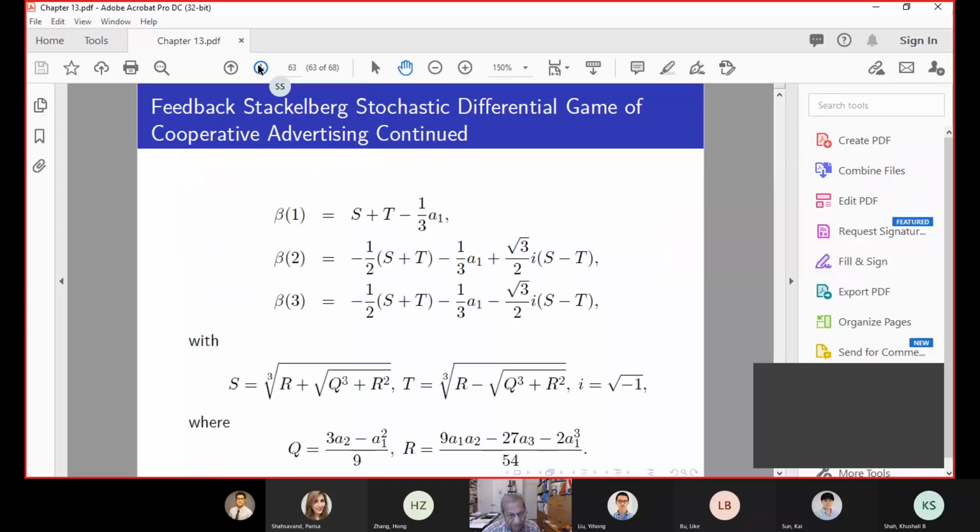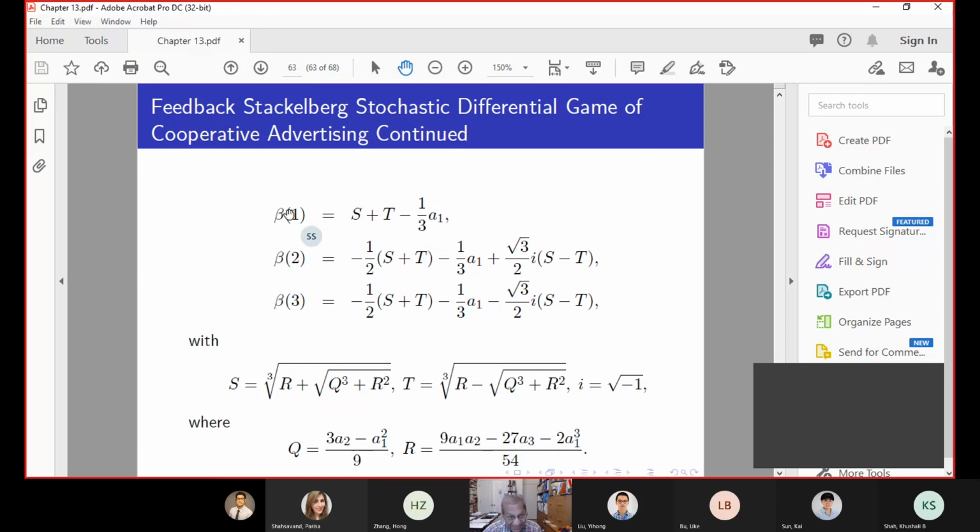Now, once we have that, we can write the three roots in terms of A1, A2, and A3. See, there's a lot of things going on here. A1, A2, A3 are the only parameters now. And Mathematica will tell you that these are the three roots in terms of A1, A2, A3. But then what are S and T? Well, S and T are given like this, where Q and R are in terms of A1, A2, A3. You see how long this procedure is?